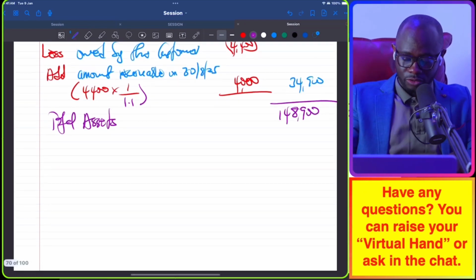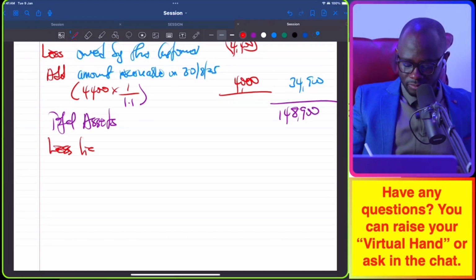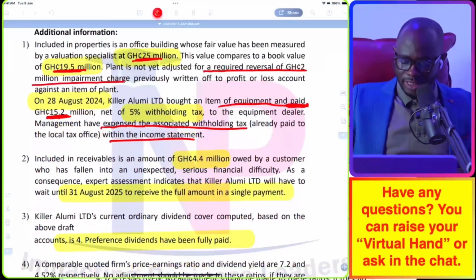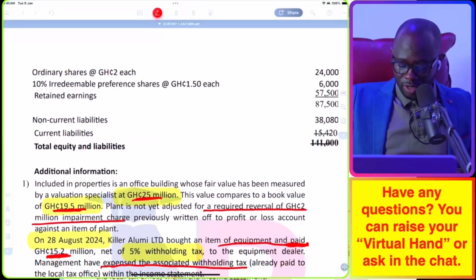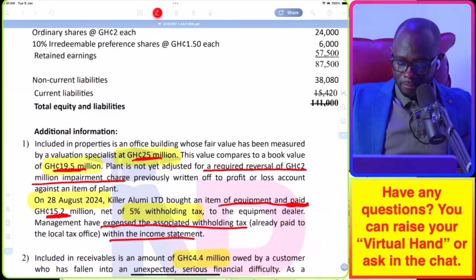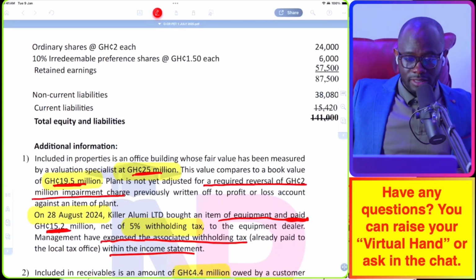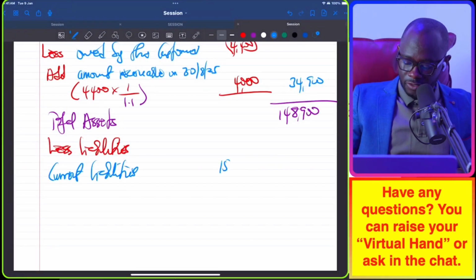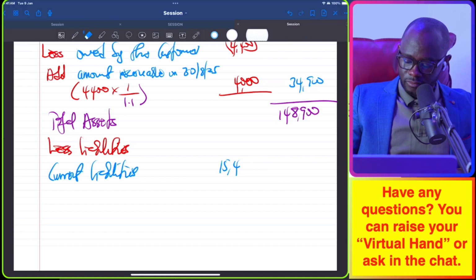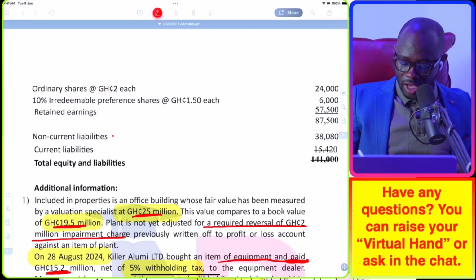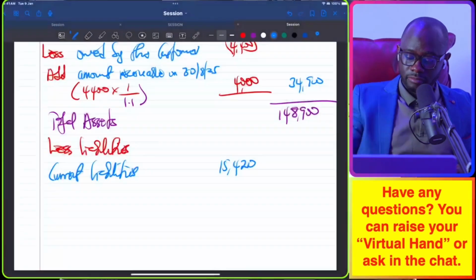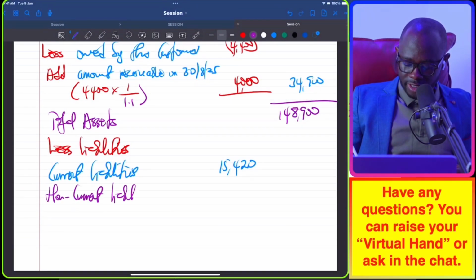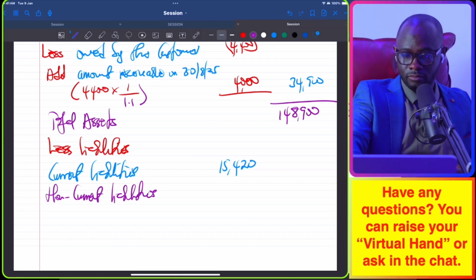Then you know what we are going to do, right? We less liabilities. Fortunately, there is nothing in the notes that requires us to adjust any liability. So we're going to pick whatever we have there. First, the current liabilities, 15,420. What else do we have? Yes, we have non-current liabilities. How much do we have?